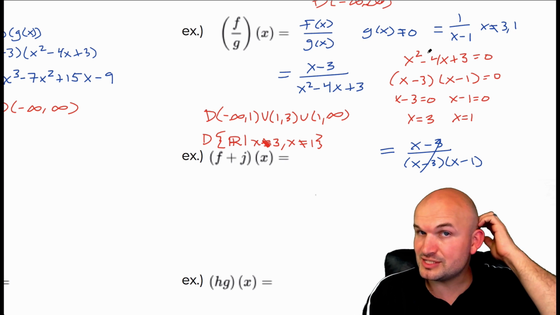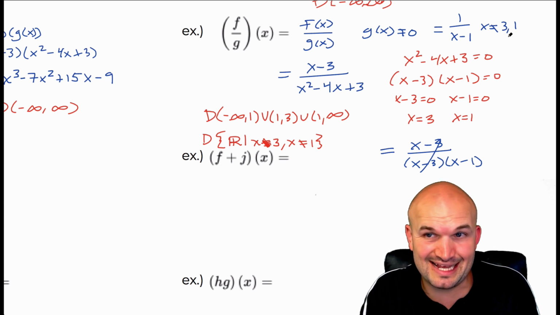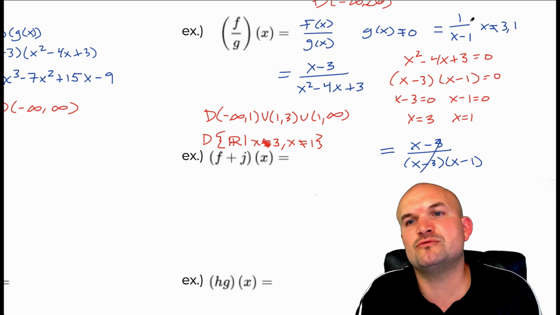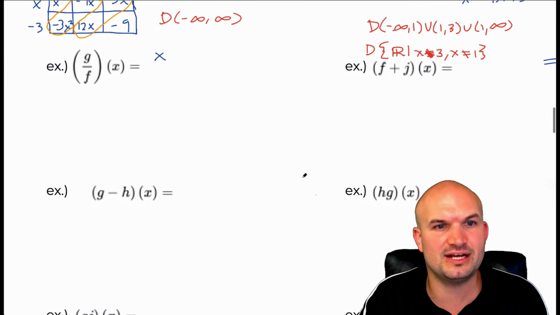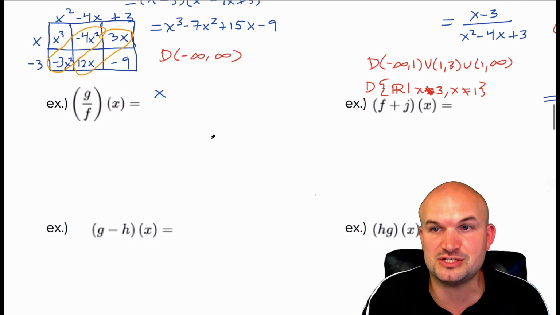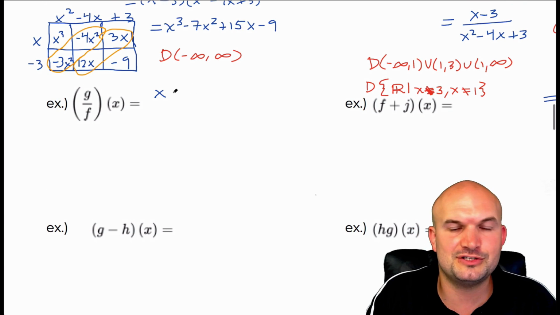So we have to make sure we still bring in those restrictions, that it can't equal 3 and it can't equal 1, but we can rewrite our simplified version just like that. Sorry about that. I totally forgot about that until I went over to this expression. I was like, oh, great. Let's just redo this.